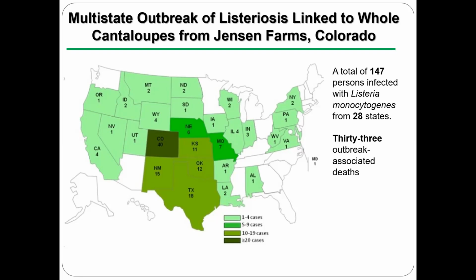And look at here, 33 outbreak-associated deaths. And very ironically, Jensen Farms had passed a third-party validation audit with an A+ grade just a week before this outbreak happened. And at the end of the day, people found it was because of sanitation failures by the plant.